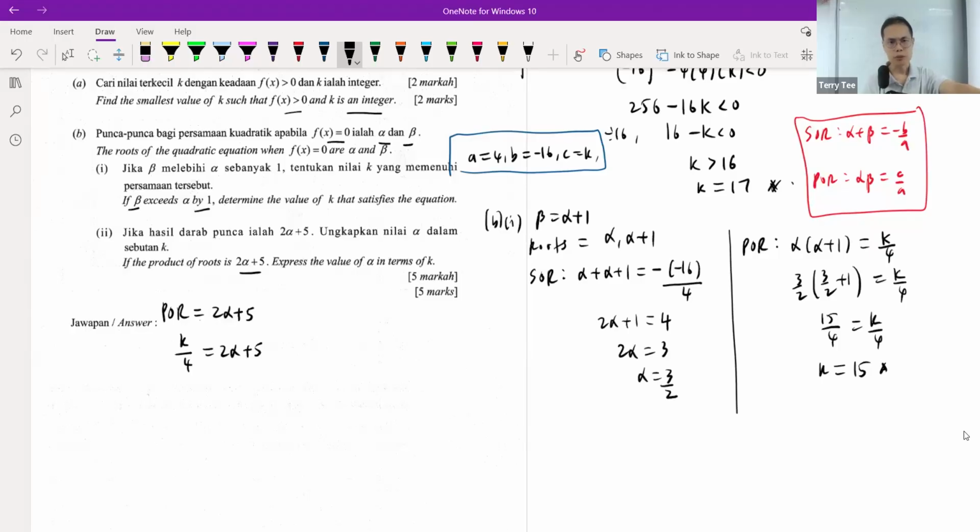So we can bring the 5 over. 2 alpha is k over 4 minus 5. Then you just divide by 2. Now, you can just leave it like this, k over 8 minus 5 over 2. Or if you want, you can combine them as a single fraction. Basically, you multiply this one, top and bottom, by 4. So your alpha is k minus 20 over 8. Yeah, k minus 20 over 8.